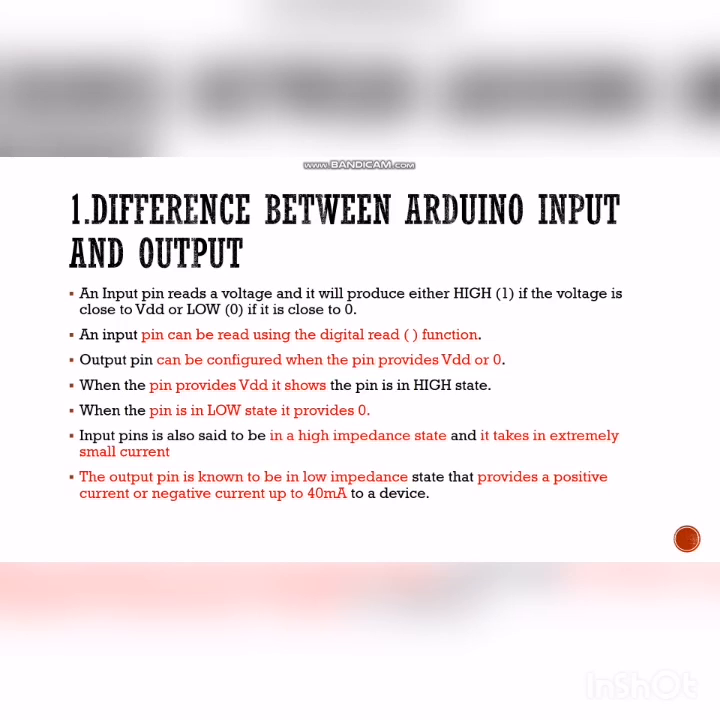Okay, so that is for the input. The output pin can be configured to provide VDD or 0. When the pin provides VDD, the pin is in high state, and when it provides 0, it is in low state. An input pin is also said to be in a high impedance state and it takes extremely small current. The output is low impedance and can provide a positive or negative current up to 40 milliamperes.